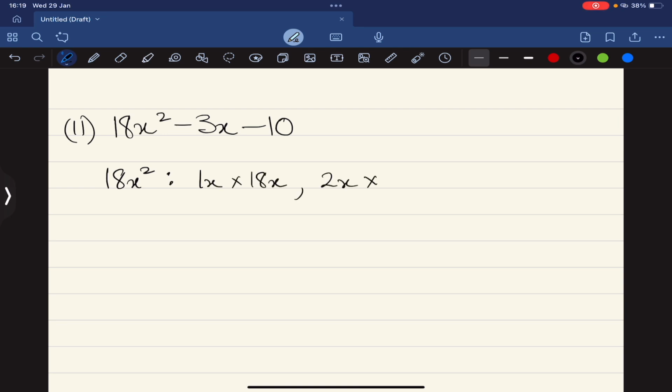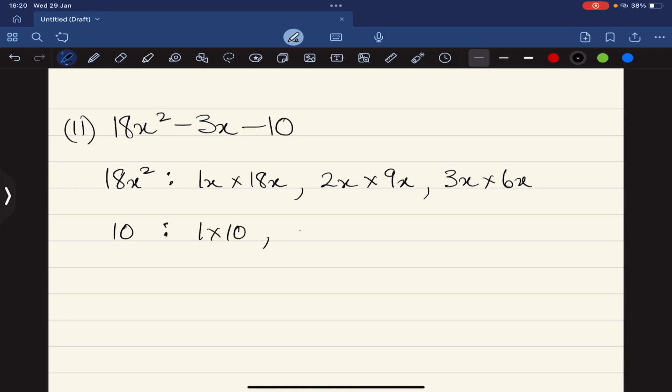That will also be 2x times 9x. And I also have, I think, 3x times 6x. And after that, I think it would be, again, 6x times 3x, and then it will be just the reverse. So those are product options. And then we will do the same for 10.